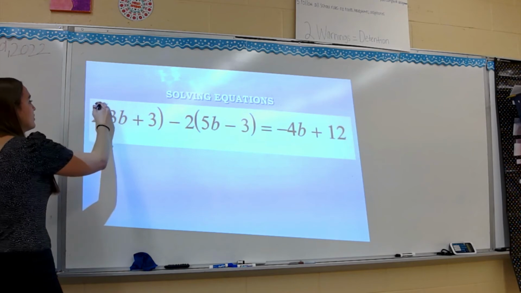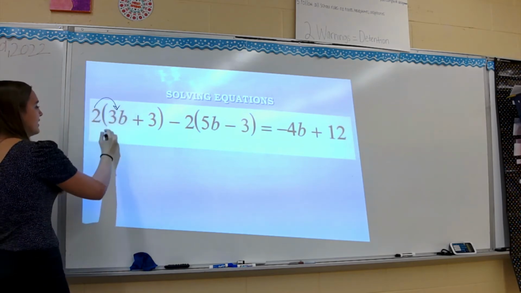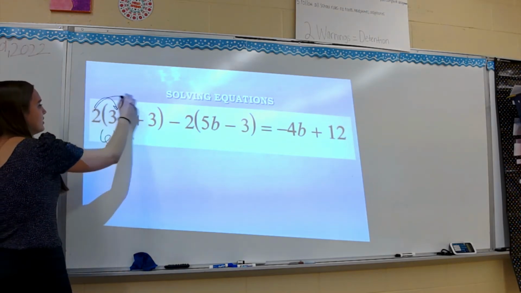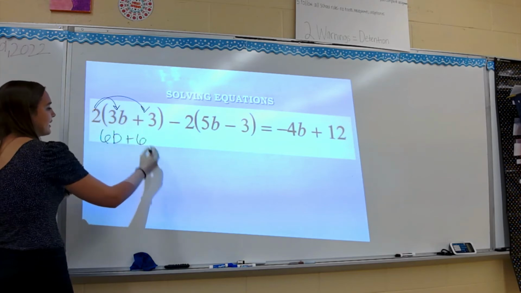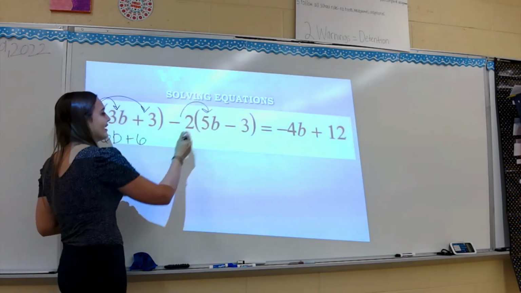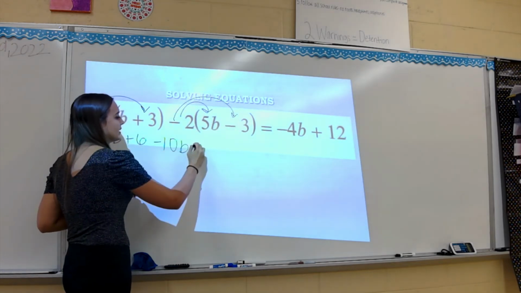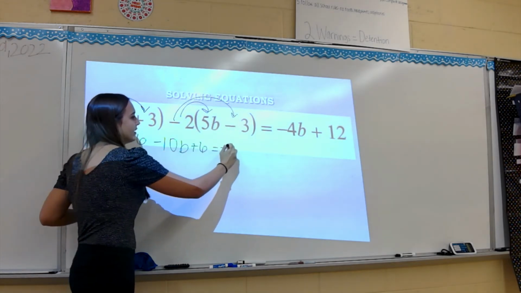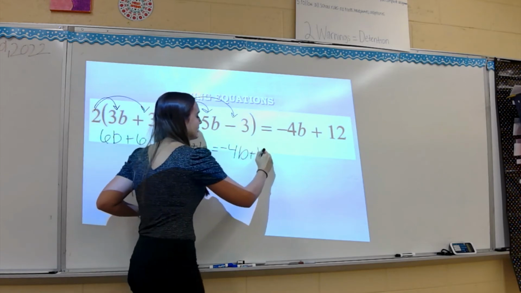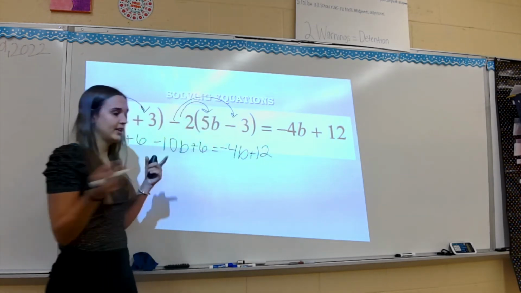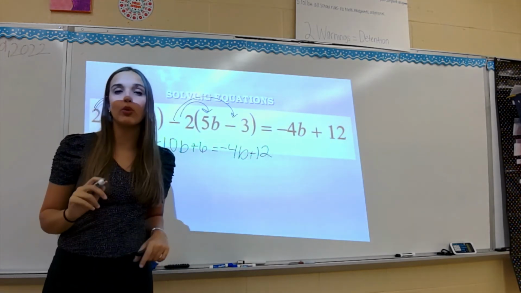So I'm going to distribute 2 times 3b gives me 6b. 2 times 3 gives me plus 6. Negative 2 times 5b is negative 10b. Negative 2 times negative 3 is plus 6. And everything on my right-hand side stays the same because I can't combine any like terms or distribute there. There's nothing else there to work with.